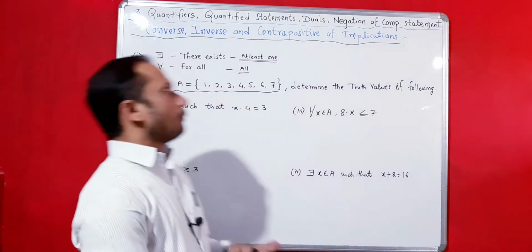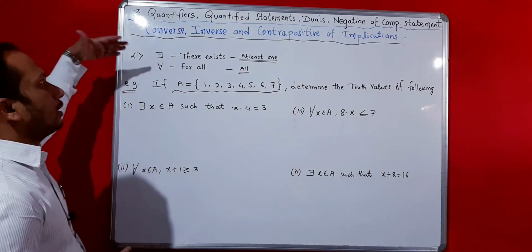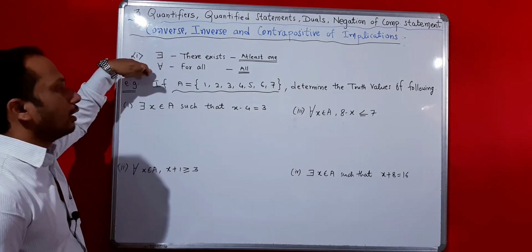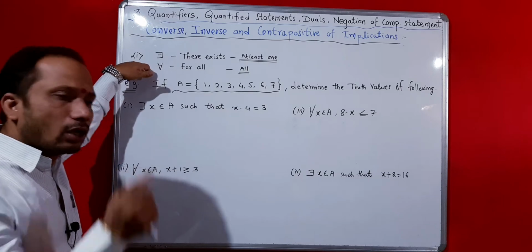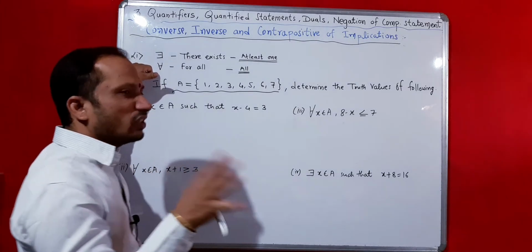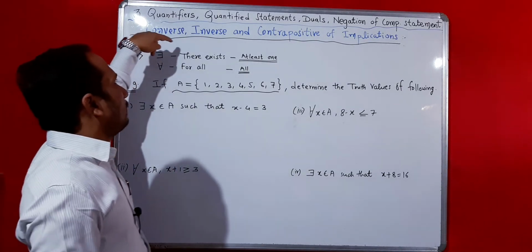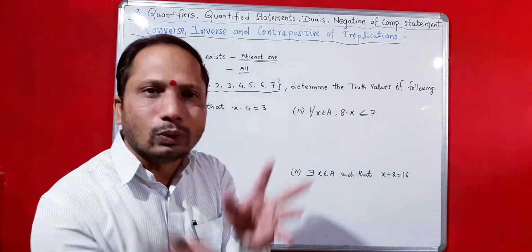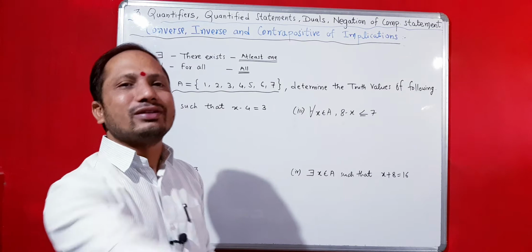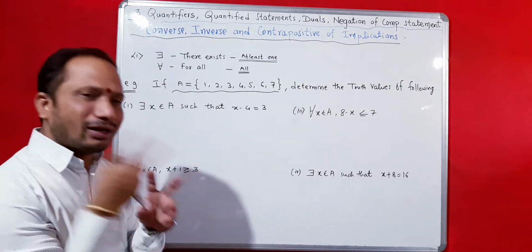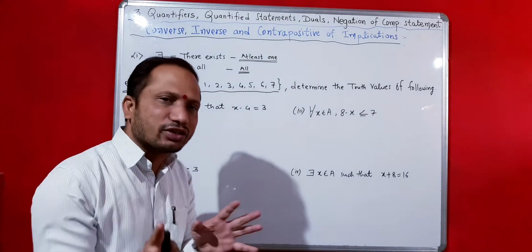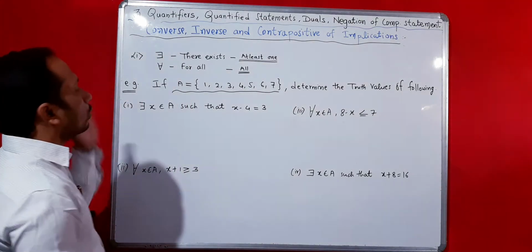Let's start. There are two quantifiers: there exists, and for all. For all implies that all factors should be present in the given statement. There exists implies that at least one factor should be present in the given statement, then that statement is true. And for all, all factors should be present for that statement to be true. So let's start with an example.